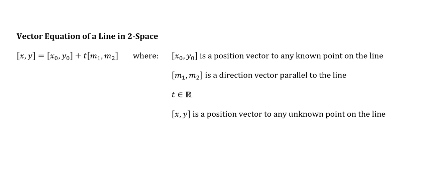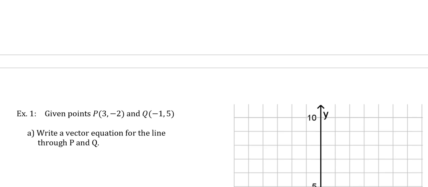So (x0, y0) is a position vector, and (m1, m2) is the direction vector. t can be anything. There we go. Our first little bit of new notation. Seems pretty straightforward so far, I think. Everybody okay?